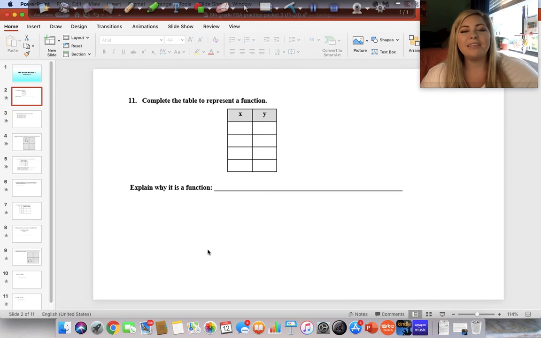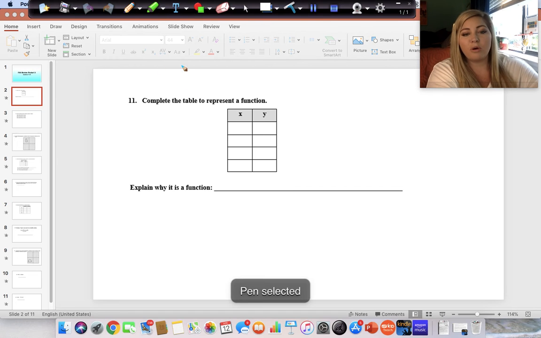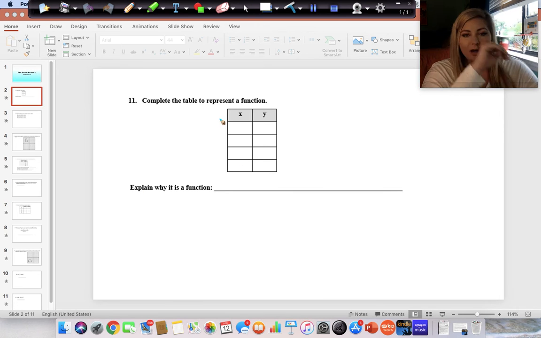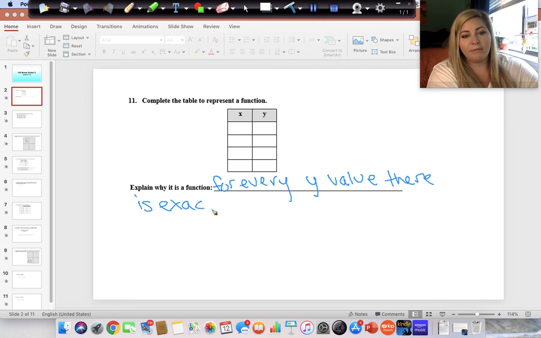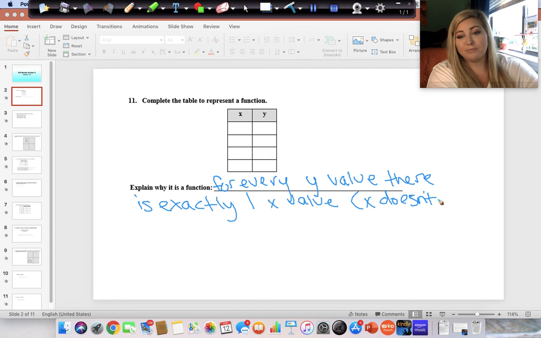It says complete the table to represent a function. Remember, the most important thing we need to remember: I'm going to start with our y and then fill in our chart. It says explain why it is a function. For every y value, there is exactly one x value. And what that means is x doesn't repeat.